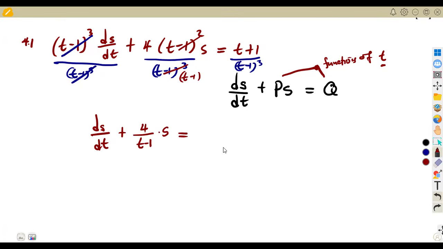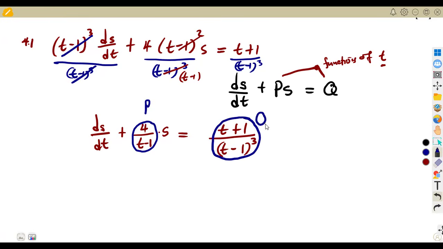Which is equal to Q, which represents a function of t. So this is what we have on this side, and this cannot be simplified. We're just going to leave it as it is, (t plus 1) over (t minus 1) to the exponent of 3. This is our Q. So this is what we have: ds/dt plus, this part here represents your P, and this whole part here represents your Q. That is what it means.